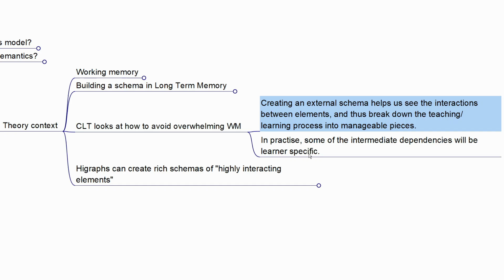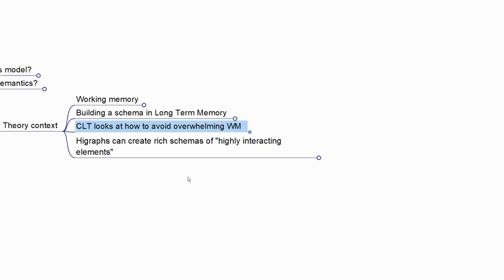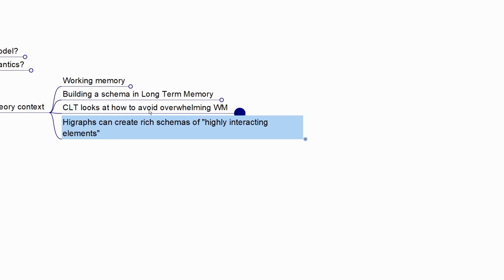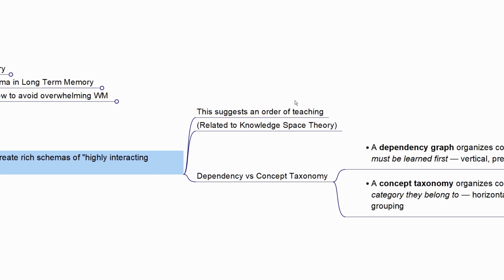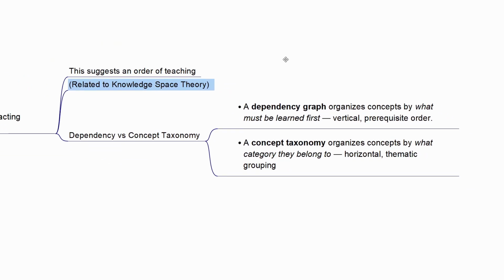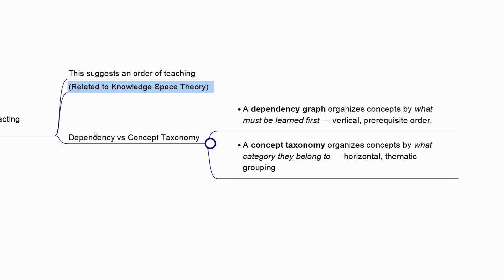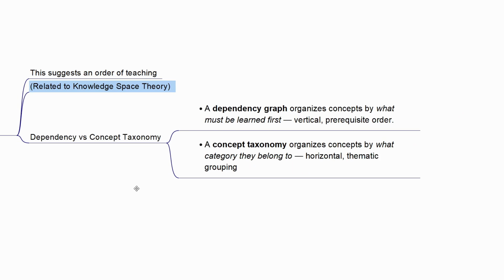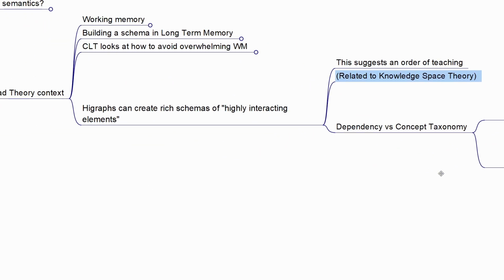Practically, some will be learner specific. That's okay, it depends on how you use it. And what we're going to do is use a graph to create those schemas, which will suggest an order of teaching that's related to knowledge-based theory, and comes out of the notion of the dependency versus concept. A dependency is what must come first. Concept taxonomy: what does it belong to? What do we group together? And those ideas will be very important going forward.